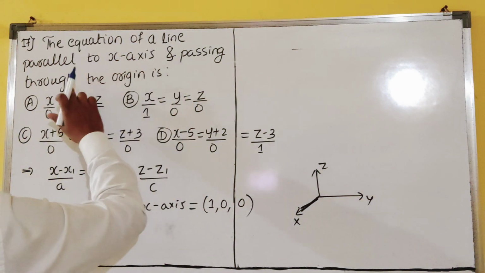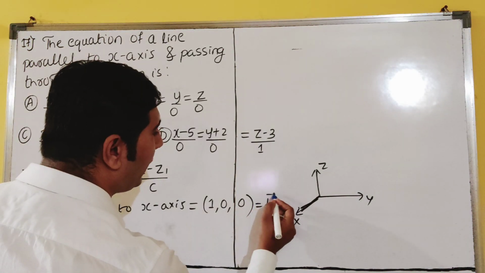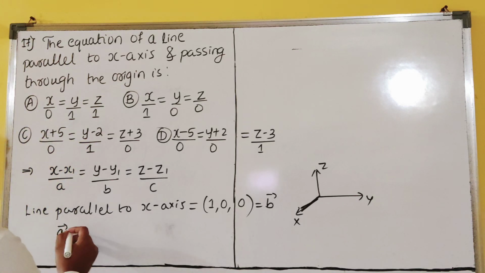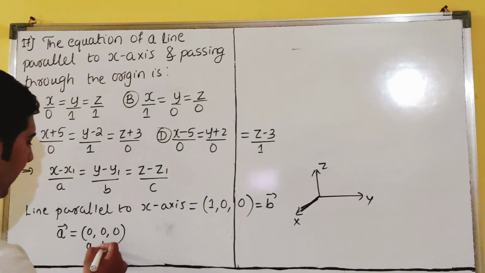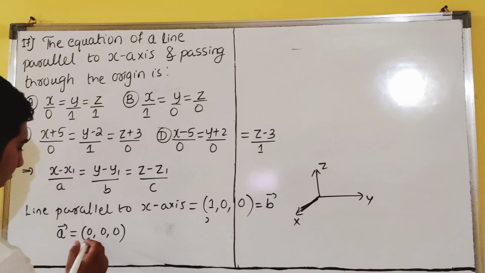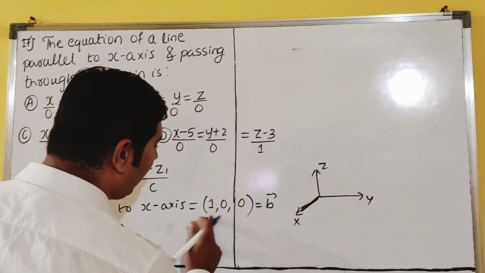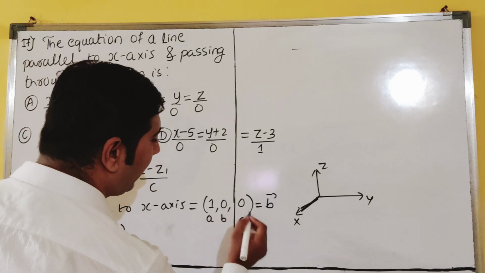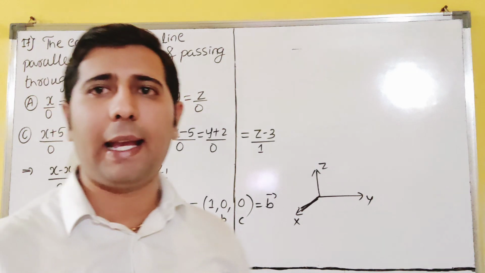So passing through what point? Origin. Origin point is given as what? Vector A, this is the vector B. Vector A is given as origin 0, 0, dear students. Sorry, I am writing wrong. These points are called x1, y1, z1, and these are your a, b, c, the parallel vector b represented as a, b, c. The point is represented as x1, y1, z1.